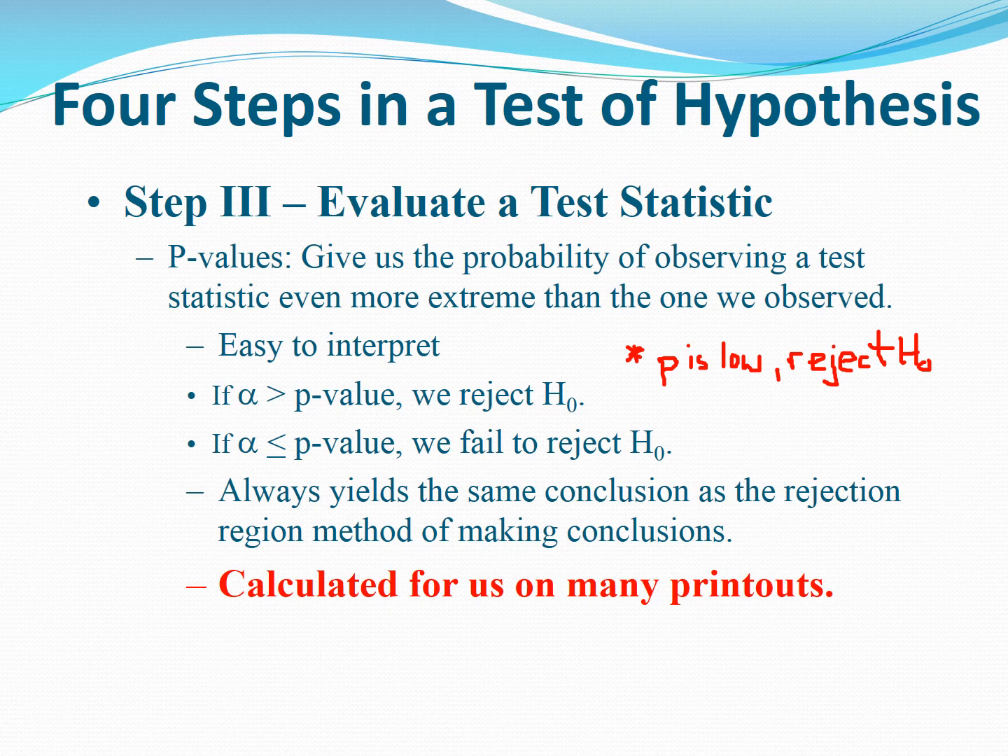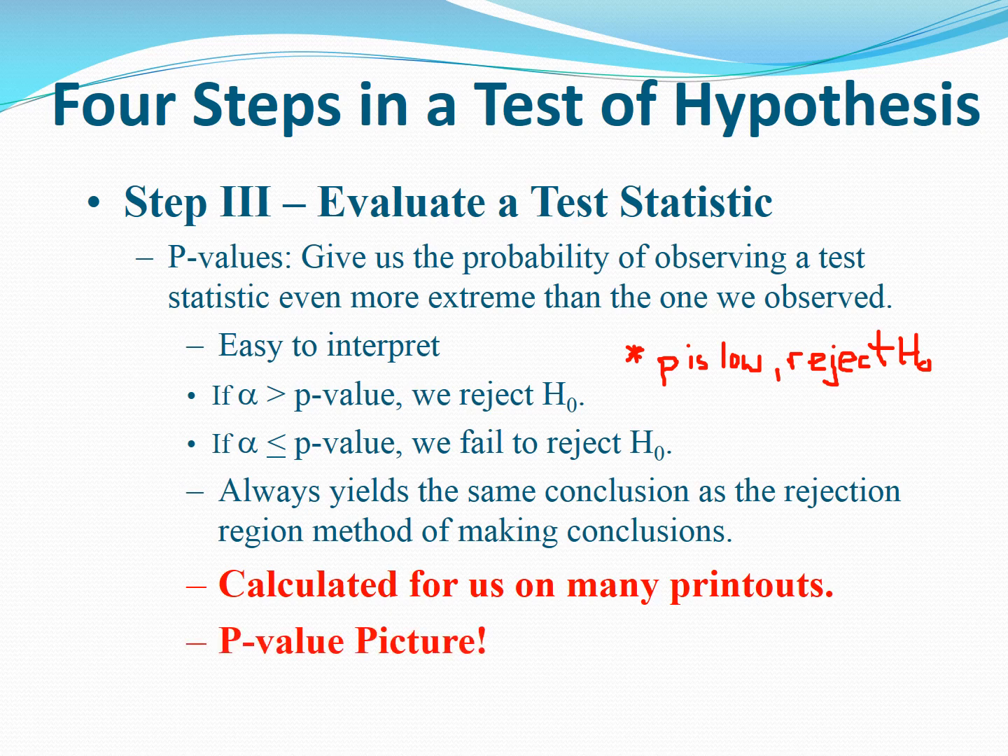It doesn't matter if you're talking about large sample, small sample, it doesn't matter. The rejection region, the p-value, as long as you're using the same alpha, you're going to make the same conclusion. So the decision as to which technique to use, it's not like one gives you better decisions than the other one. No, they give you the same conclusions all the time. It's a matter of what's easier.